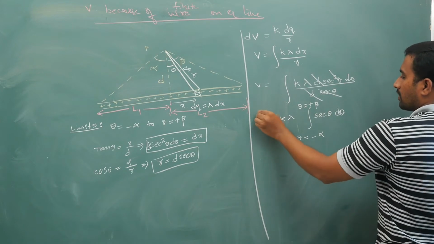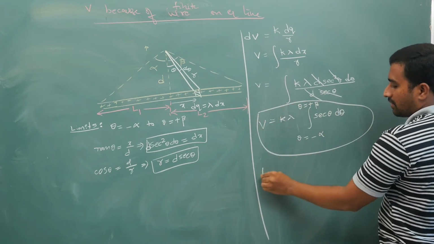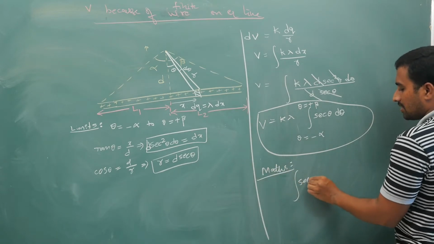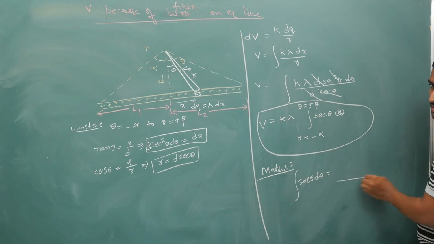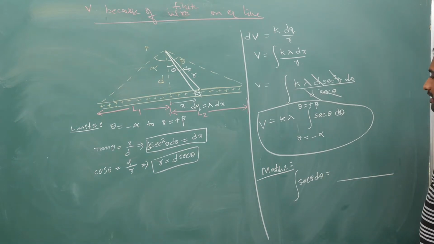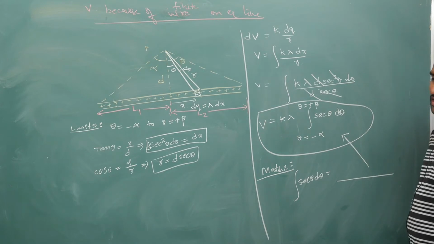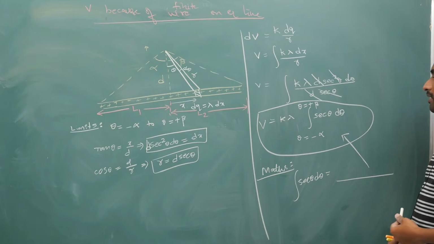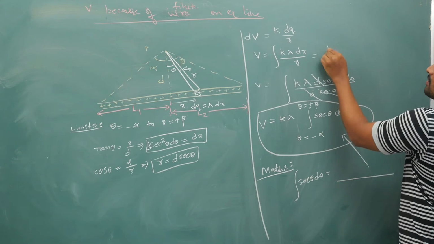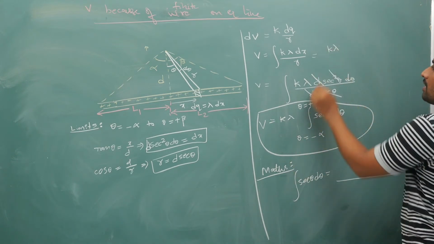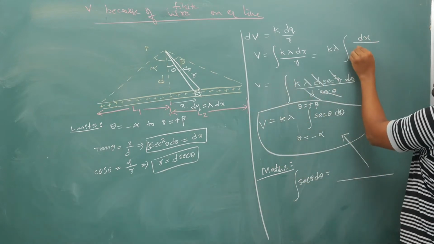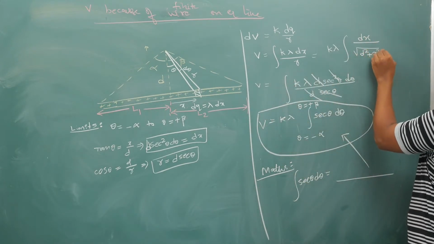Now this is your potential definition. Now from maths, you get the integral of secant theta d theta, and then substitute into this expression to get the answer. This is in terms of theta. Or else you can do something else: k lambda times integral of dx by r, where r can be written as under root d square plus x square.